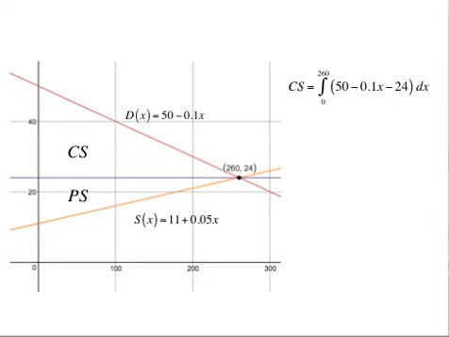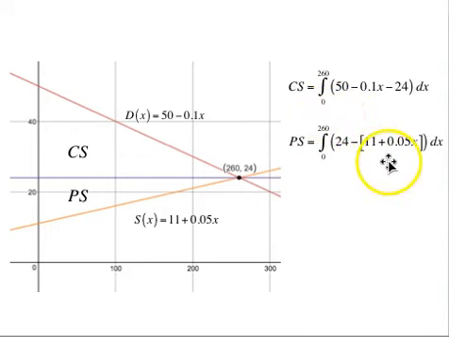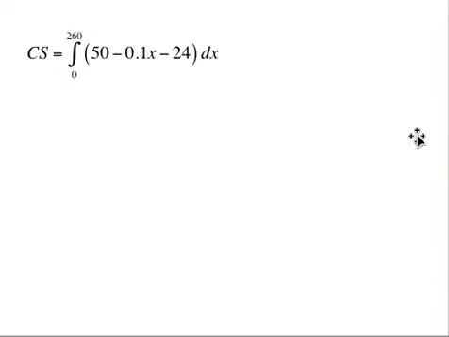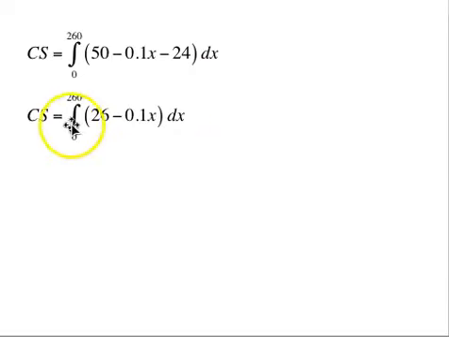So consumer surplus, there you go, 50 minus 0.1x minus 24. And the producer surplus, 0 to 260 of 24 minus the bottom function, which is 11 plus 0.05x. Please remember to put that in brackets or parentheses and distribute the minus sign. So quickly taking a look at the integrals, consumer surplus, 0 to 260 of 50 minus 0.1x minus 24. 50 minus 24 is of course 26. So we have the integral from 0 to 260 of 26 minus 0.1x.